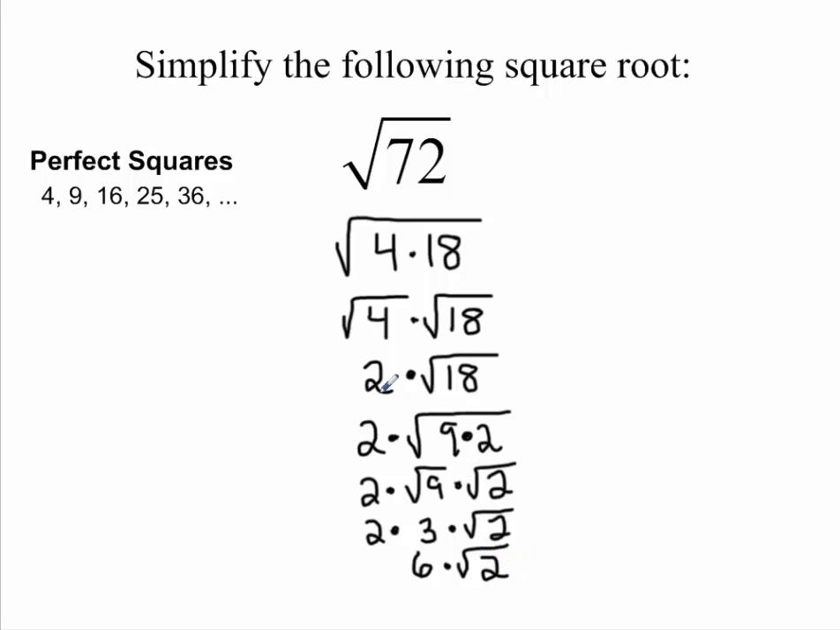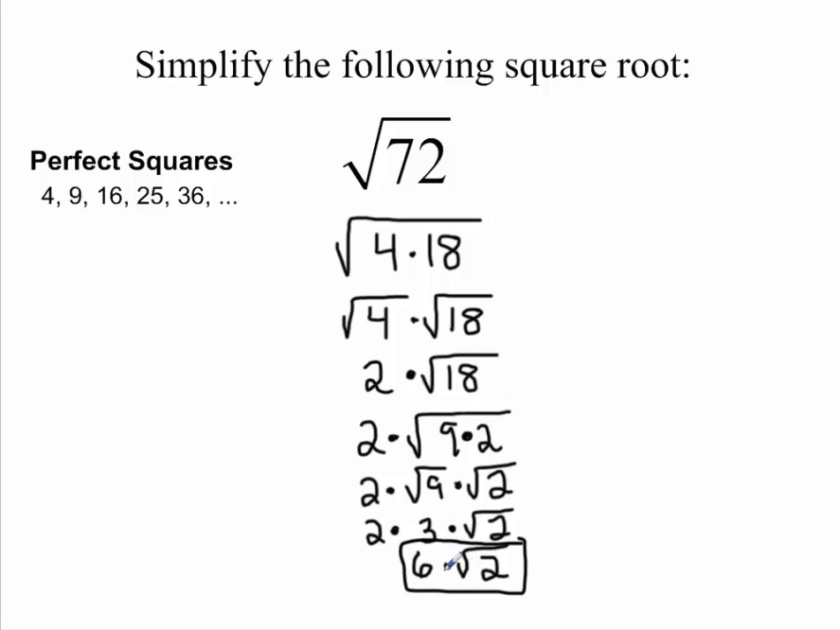And then I ask myself again, do any of these perfect squares go into 2? And I can see that none of these are factors of 2. And therefore, I simplified my square root. One thing to look back at is if you notice you have to repeat this process more than once, that means you did not find the biggest perfect square.